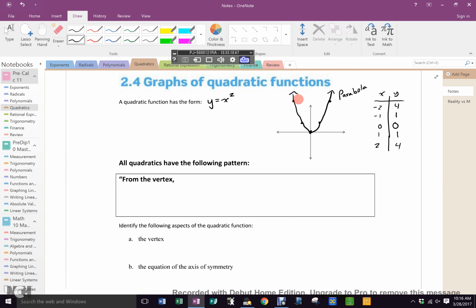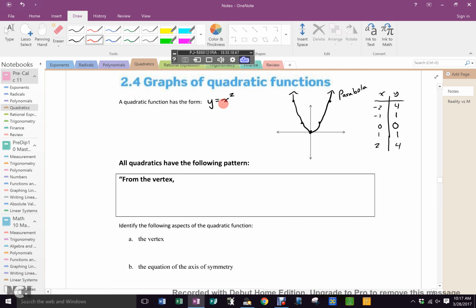All right. So once you see a squared, you know you're making this shape somehow. Everybody good? Okay. Now, that's the easiest form.